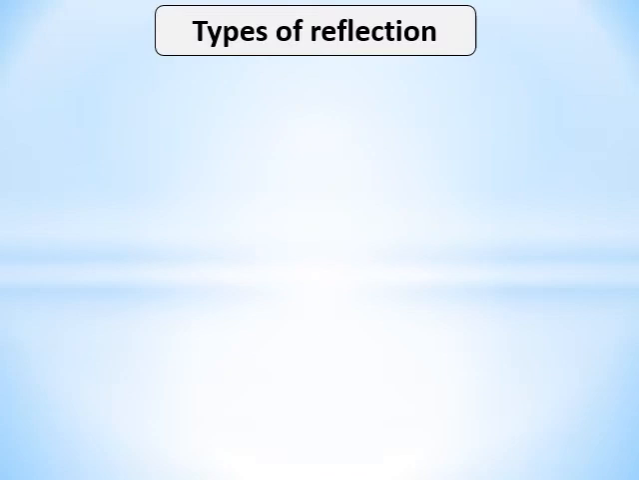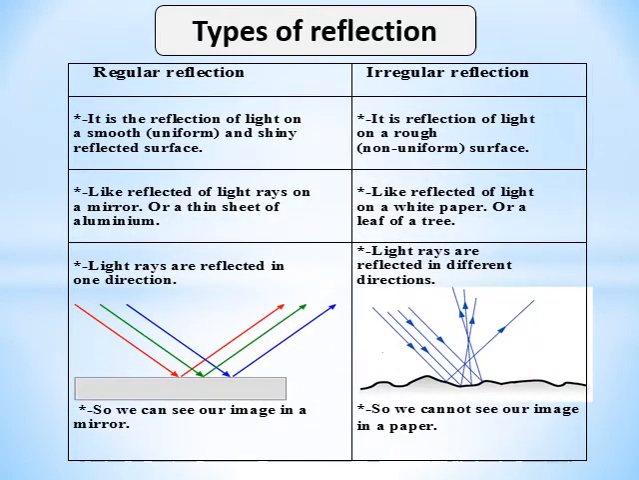When the light rays fall on a reflecting surface and all the light rays are reflected in the same direction, this is called regular reflection. Okay. When the light rays fall on a reflecting surface and the light rays are reflected in different directions, this is called irregular reflection. And so we have two types of reflection, regular reflection and irregular reflection.